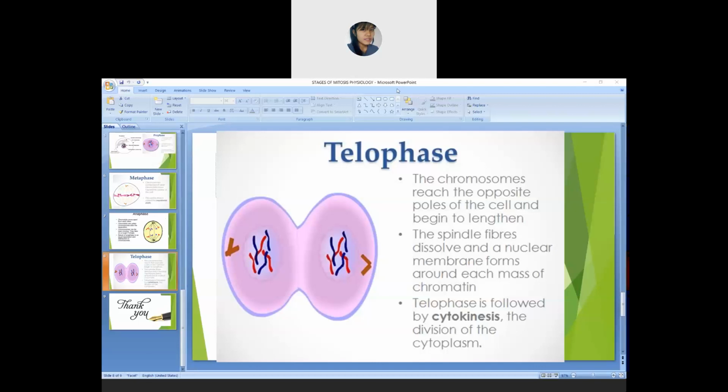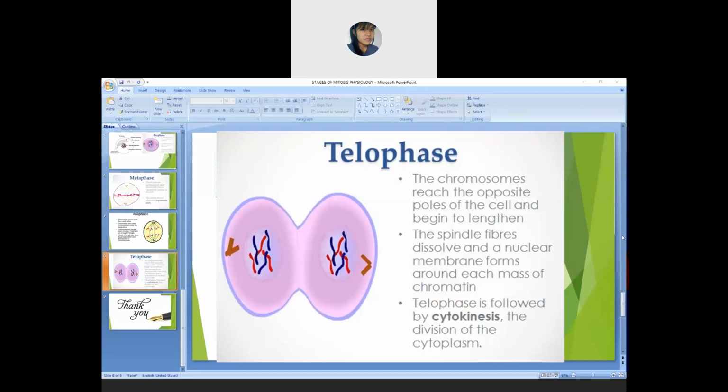What are the phases that we get in the interphase? G1 phase, S phase, and G2 phase. In M phase, what will you get? Prophase, Metaphase, Anaphase, Telophase, isn't it?